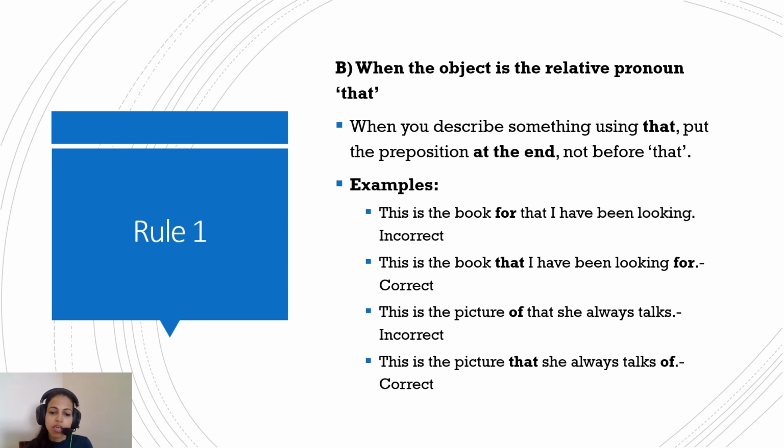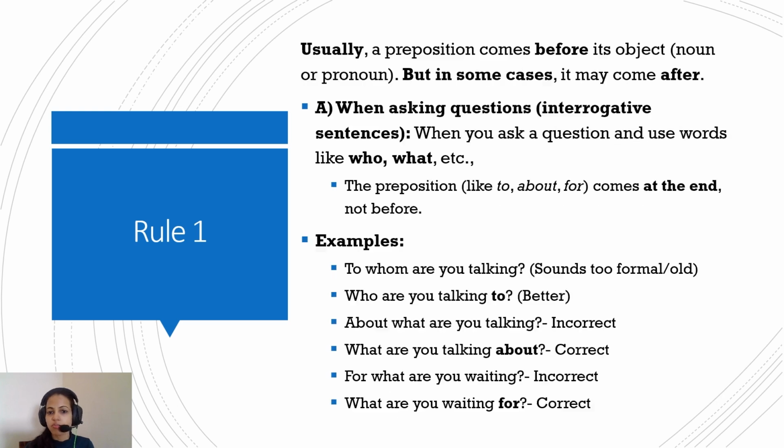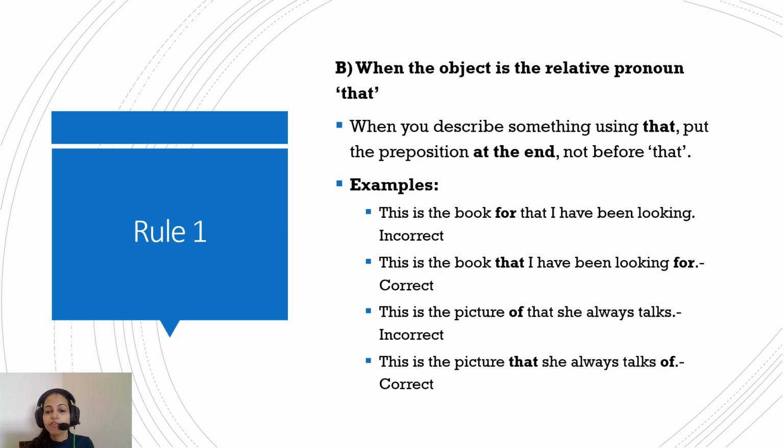Okay. Similarly, "This is the picture of that she always talks." Is it making any sense? Picture of that she always talks? No, it is not. This is the picture that she always talks of. So, the preposition of is coming at the end. So, two cases when the prepositions may come at the end. One, when we are asking questions, that is interrogative sentences. Two, when we are using the relative pronoun that. In these two cases, the preposition will come at the end.